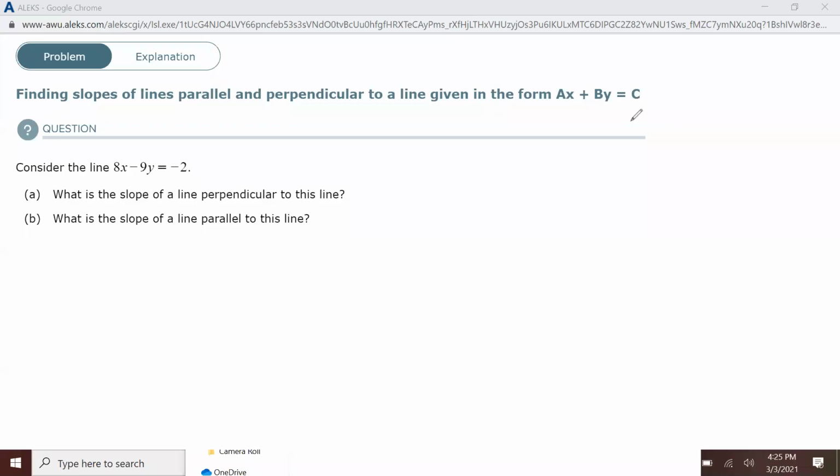To do this problem, I must recognize that whether or not lines are perpendicular or parallel has pretty much everything to do with their slopes. So it will help if I know the slope of the line that I've been given. To determine the slope, I must isolate y. So I do this.